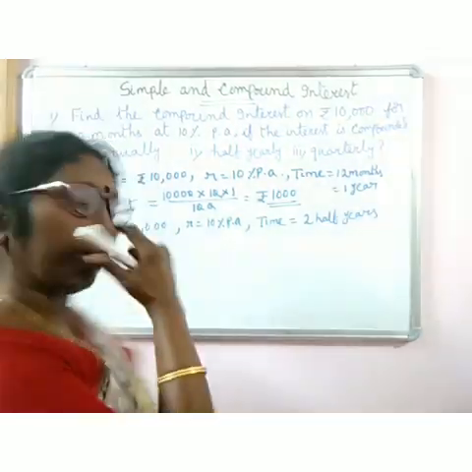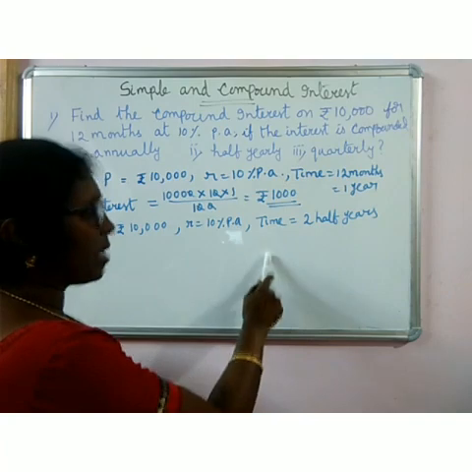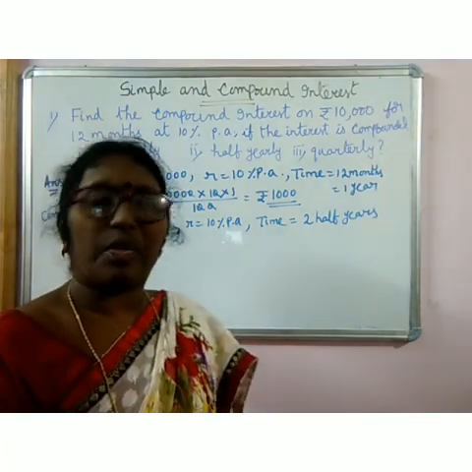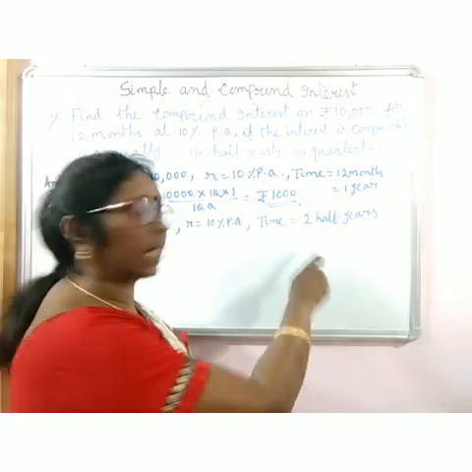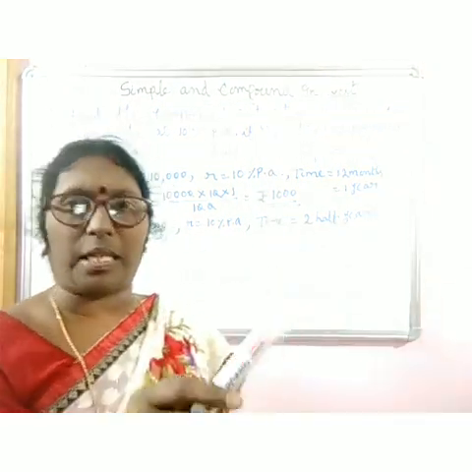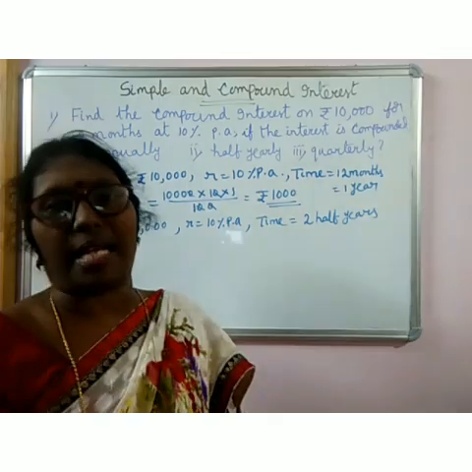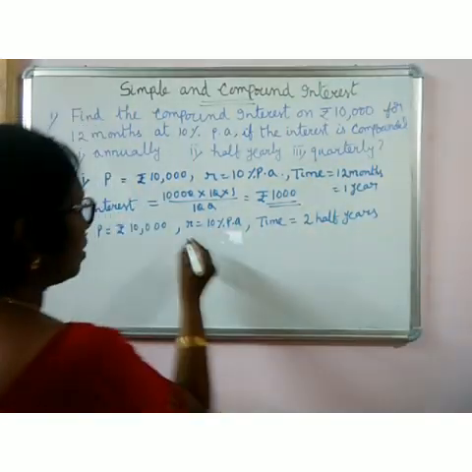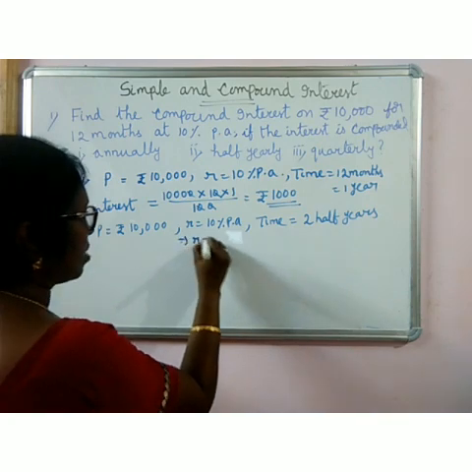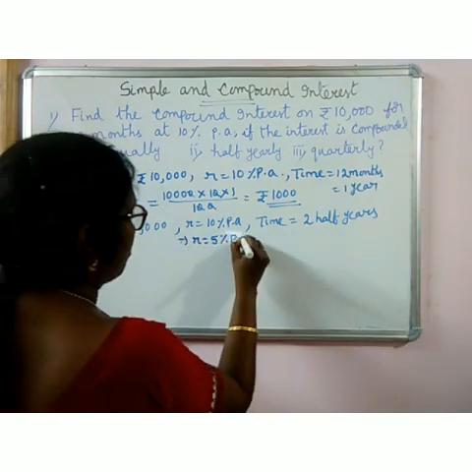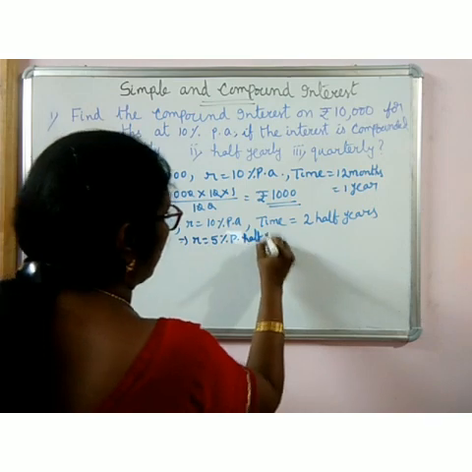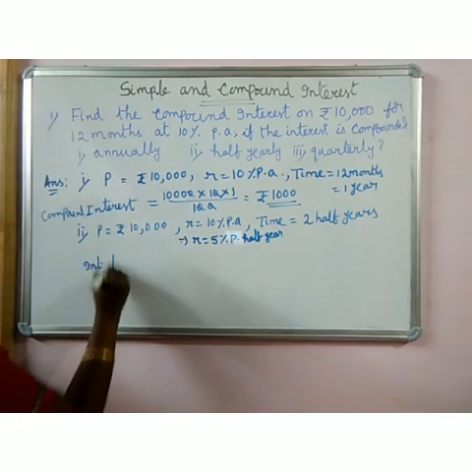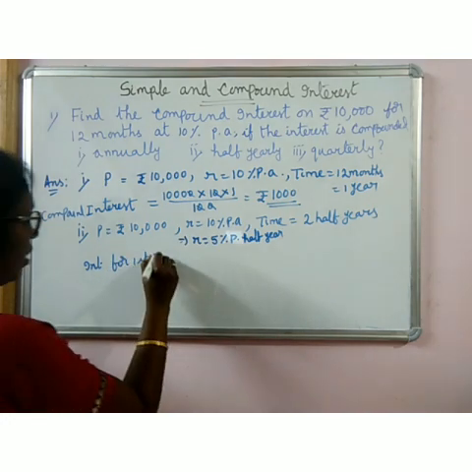And remember children, if you take 1 half year, then rate also should be per half year. Or if you take time as half year, then you can keep 10 as it is. I hope it is clear to you. Here we can write rate is 5% per half year. Okay? Now, let us find interest for first half year.